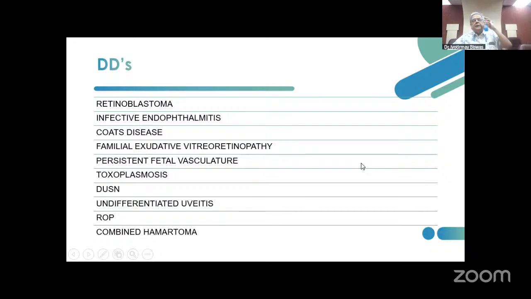So what are the differential diagnoses? When there is a posterior pole granuloma, it can mimic retinoblastoma. It can mimic infective endogenous endophthalmitis, Coats disease, familial exudative vitreoretinopathy, persistent fetal vasculature, toxoplasmosis, DUSN, undifferentiated uveitis, retinopathy of prematurity, combined hamartoma.